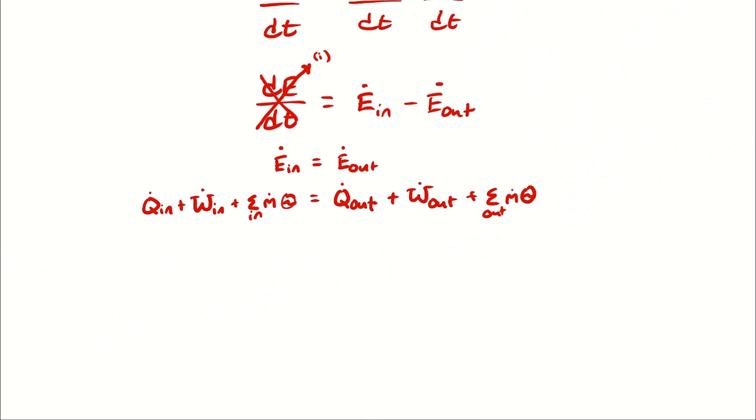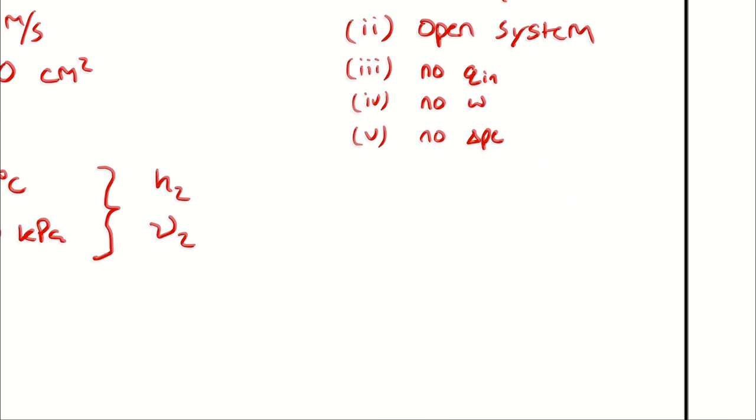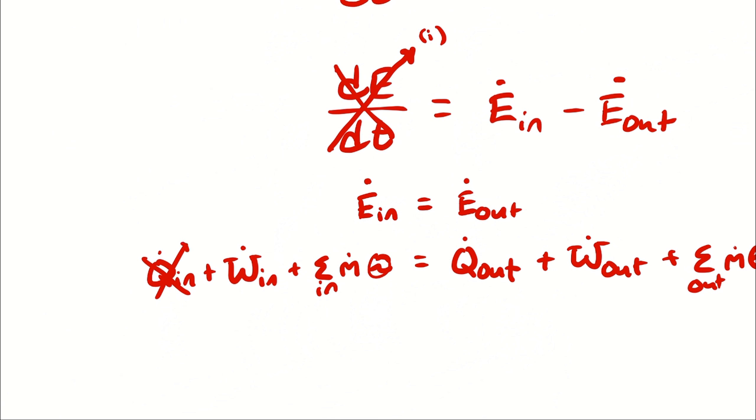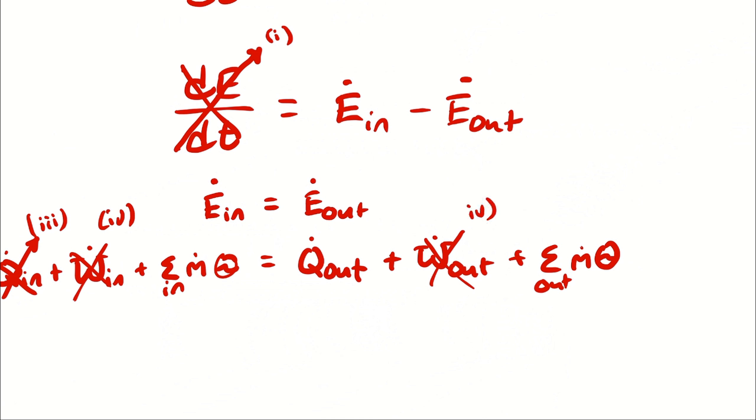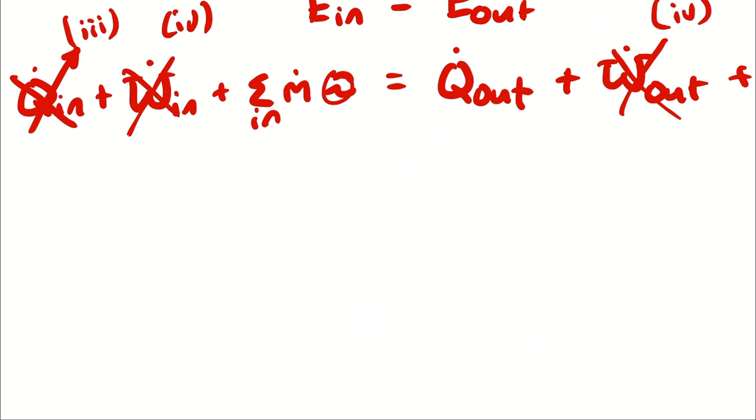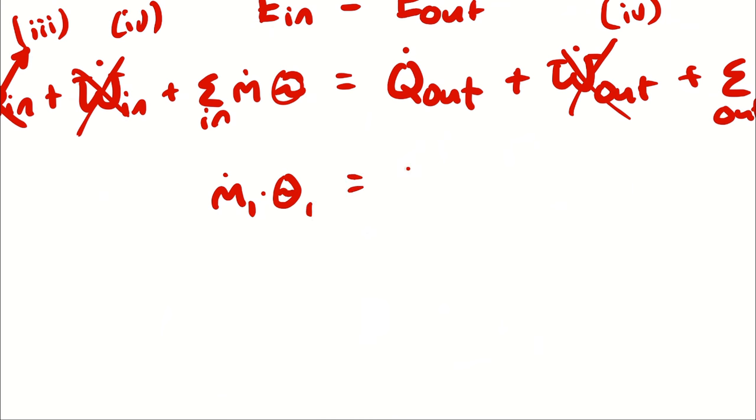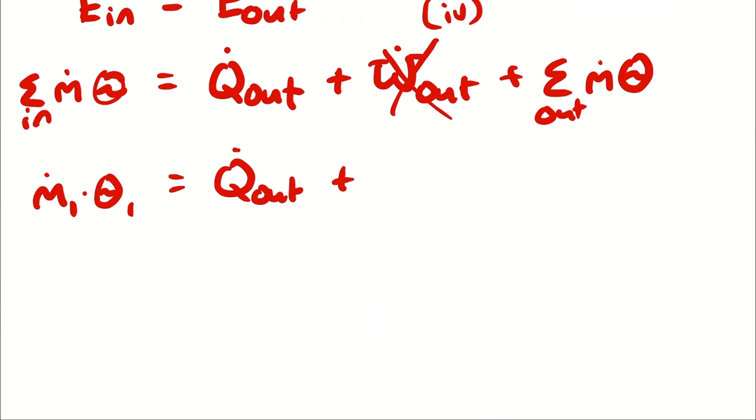Next, I'll neglect terms that aren't relevant to the problem at hand. I recognize that I had assumed that heat transfer was only in the outward direction, so we can get rid of Q in. That was on account of assumption number three. I'm neglecting work altogether because of assumption number four. And I can simplify my summation of mass flow rate entering and exiting by accounting for all of the places where mass is entering. That is just state one, so m dot one, theta one. And then all of the locations where mass is exiting my system, which is just state two.